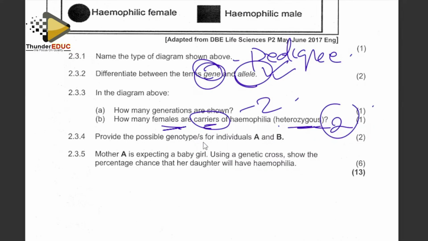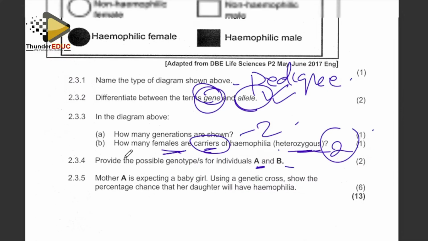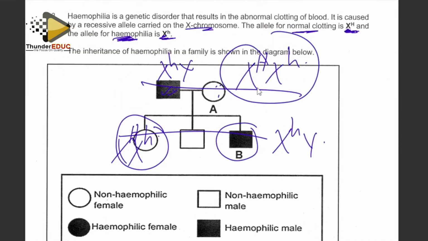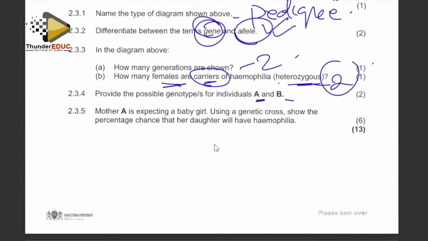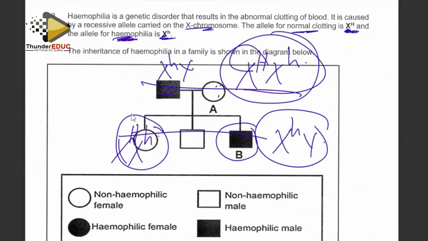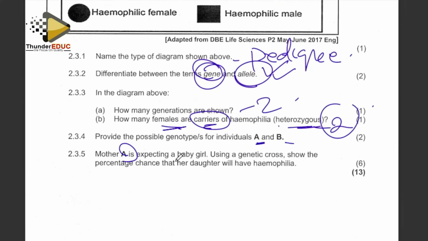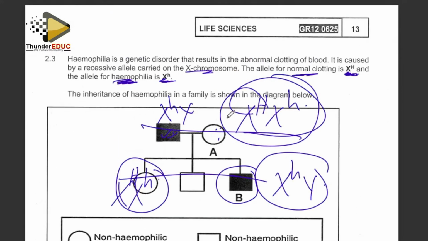Provide a possible genotype of individual A and B. I think we know it already. Individual A, we say it is like this, and individual B is like that. So meaning that we know all the answers. You see, the mother A, okay, we find out what is mother A. Is heterozygous, is a carrier, is expecting a girl. Using the genetic cross to show the percentage chance of her daughter having hemophilia. Even the genetic cross was a little bit simple. All right, let's find it.